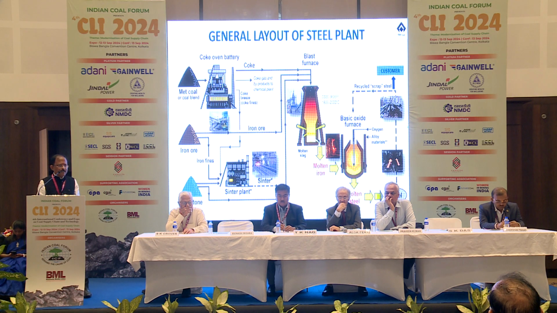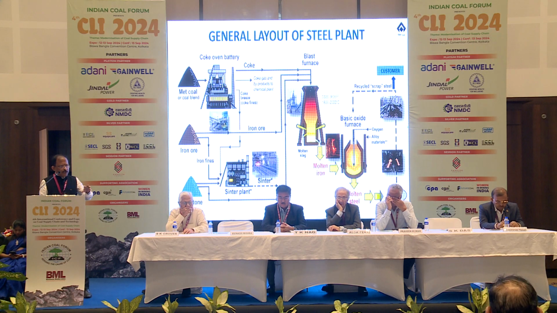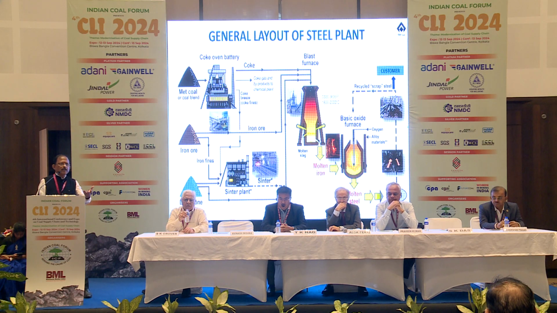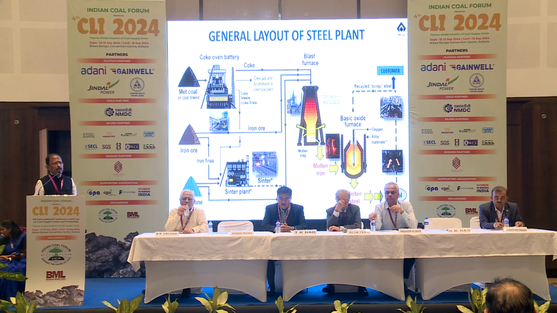We have our agglomeration unit, because iron ore lumps you can use directly in the blast furnace, but fines you cannot use directly. So you have to go for an agglomeration process, that is, either you go for the sinter plant. Most of our plants have sinter plant facilities. And of late, we have started using pellets also. That is also a form of agglomeration.